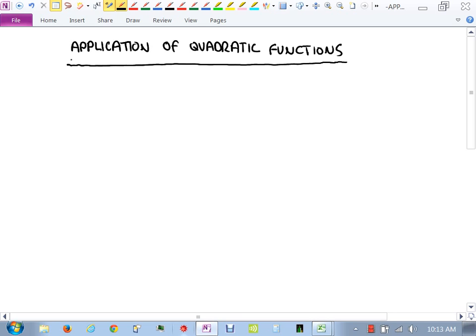Well, it turns out it's quadratic. It's exactly quadratic. So we have a quadratic function that tells us exactly what happens when you drop something on Earth. And that's going to be our application. All right?